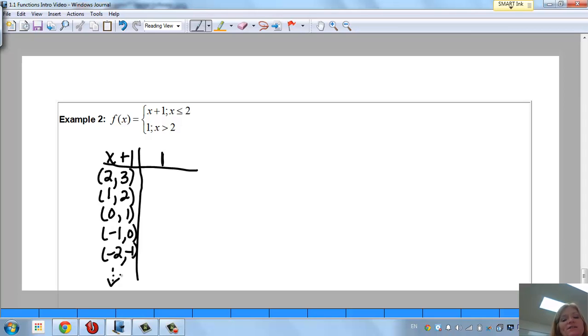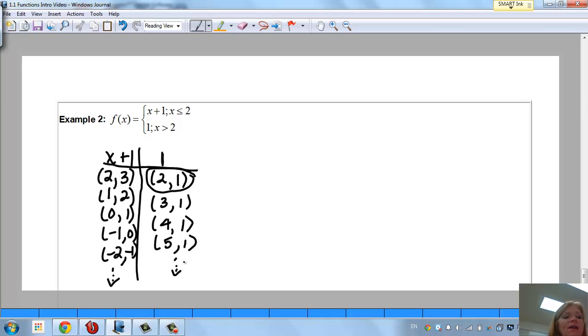Now the other side's kind of easy. We're going to start at the breaking point, which is 2. And 2 is not there, but if I were to put it in, my y would be a 1. I'm going to put a circle around it because that's not really on that part of the graph, but it starts there. And then anything bigger, if it was 3, it'd be a 1. 4 would be a 1. 5 would be a 1, and we keep going.